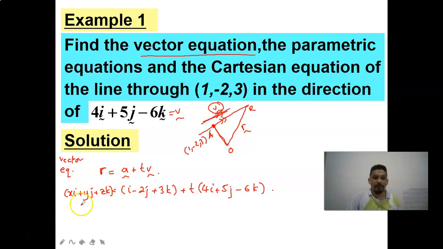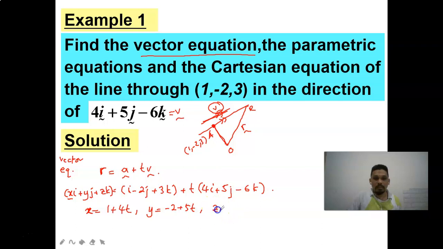Now from here, for x, we look at this one, I plus 4t. So x equal to 1 plus t times the coefficient of I, which is 4, so 1 plus 4t. And y equal to -2 plus 5t.